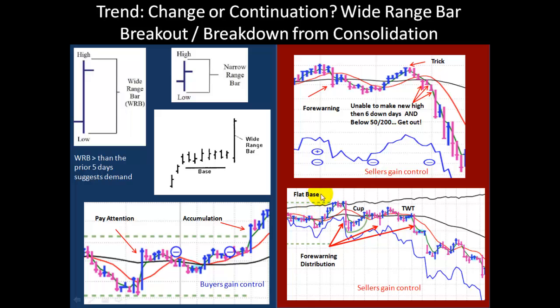Here's another example. Coming out of this flat base, you have this wide range bar down. That's a forewarning. Kind of goes sideways, struggling to get above the 50 and the 200-day moving average. Then you have another one. And even though you had this 3 weeks tight pattern, it still failed.